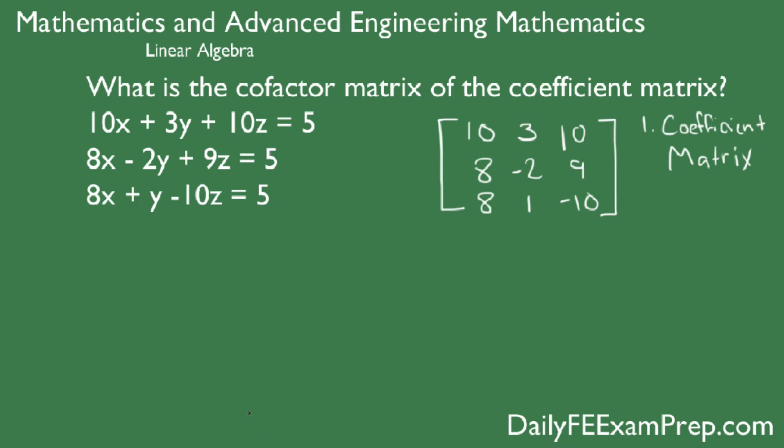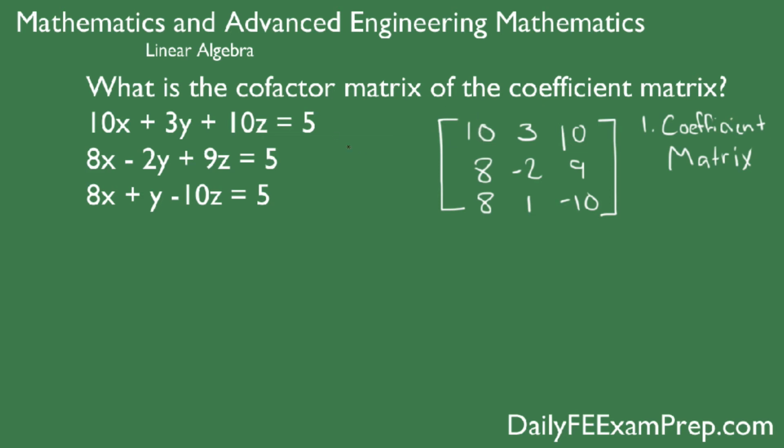Okay, so the first thing that we need to do is find that coefficient matrix. We really can't do anything until we define that coefficient matrix. The coefficient matrix is exactly what it says it is. It's the matrix of all of the coefficients of the variables, the x, the y, and the z. So all you need to do is write out all of the coefficients.